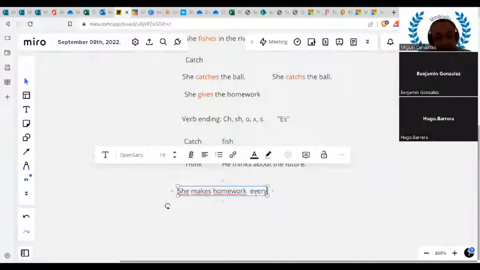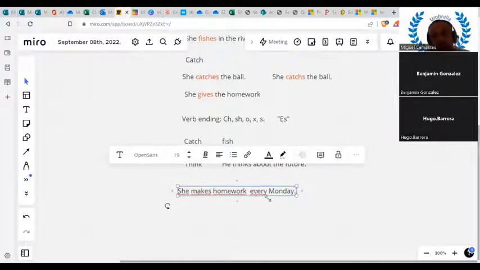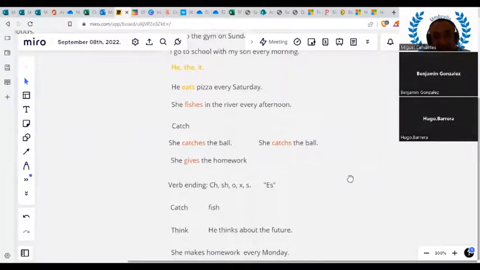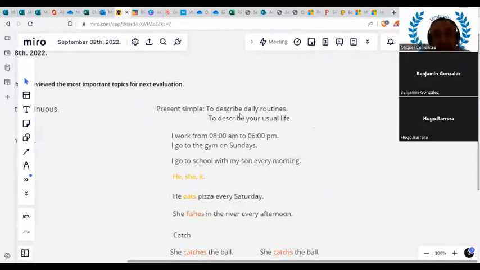Every Monday. Every day, okay, or every Monday. Very good. So remember, the simple present is used to describe daily routines and to describe your usual life.